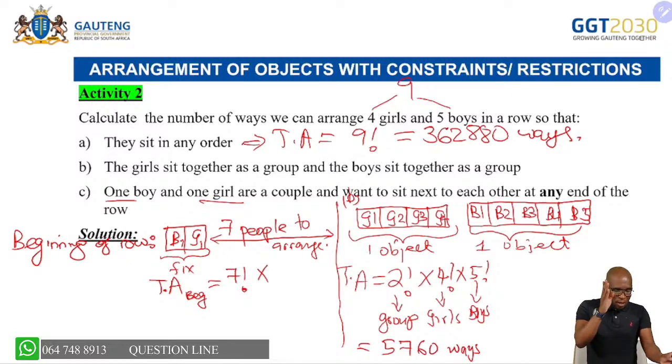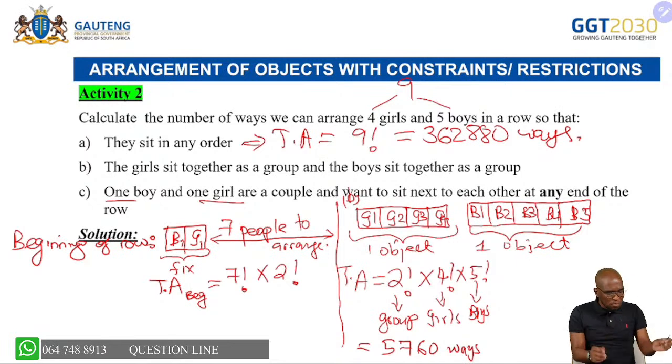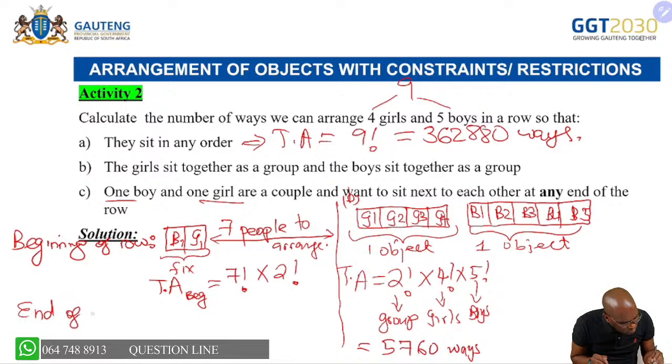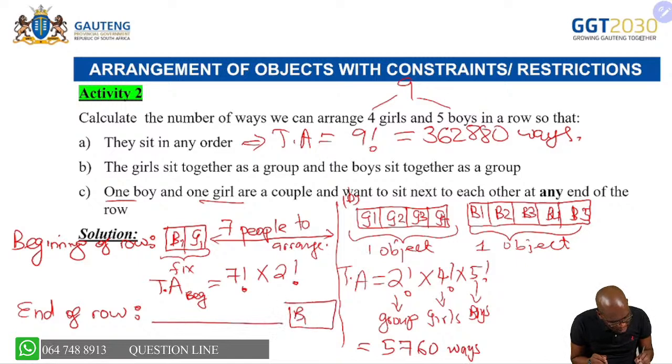And then the boy and the girl, which are a couple, can also interchange positions. In this case, I started with a boy. I can start with a girl, so they can interchange positions. So that can be done in 2 factorial ways. So that is the arrangement at the beginning. So we can also have the arrangement at the end of the row. If they are at the end of the row, then there they are, boy 1 as well as girl 1.